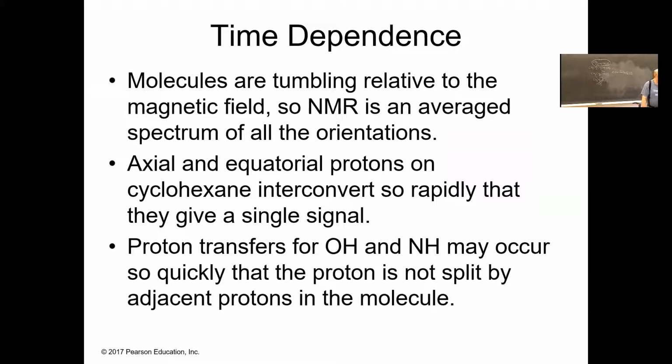The NMR experiment has a slow time scale. So molecules are tumbling relative to the magnetic field. So the NMR just gives an average spectrum of all the orientations. For example, axial and equatorial protons on cyclohexane interconvert so rapidly that they give a single signal. Proton transfers for OH and NH may occur so quickly that the proton is not split by adjacent protons in the molecule.